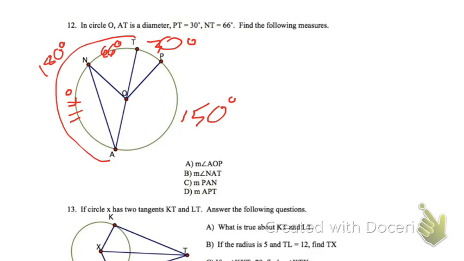Now how we go about those, like the 150 and the 30, it's because there's 180 between the two. We know because AT is a diameter. And same thing on the other side, NA being 14 and NT being 66, comes from knowing that AT is a diameter.